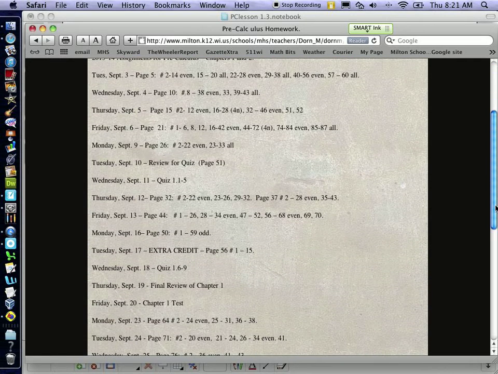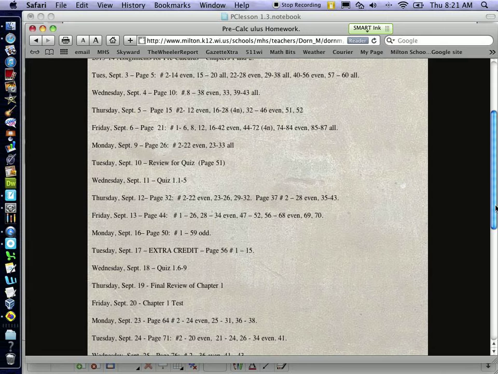I realize it's a little small sometimes, but I'll just read it off. It's page 15, 2 through 12 even. The 16 through 28, only multiples of 4, so 16, 20, 24, and 28. Only 4 problems there. 32 through 46 even, then 51 and 52.